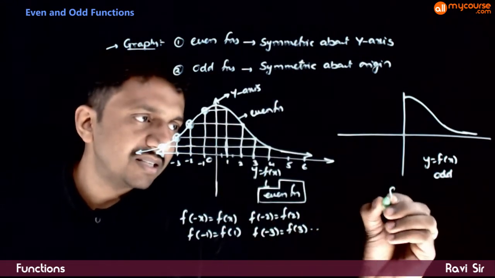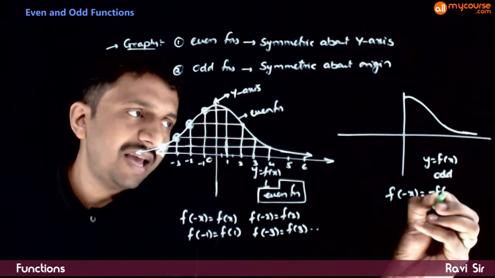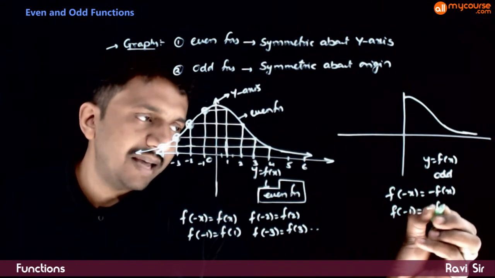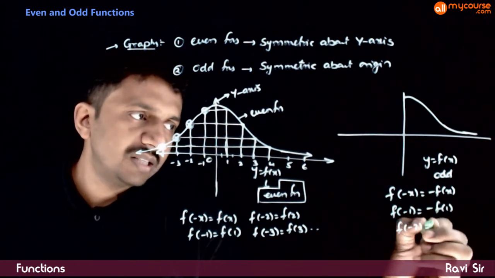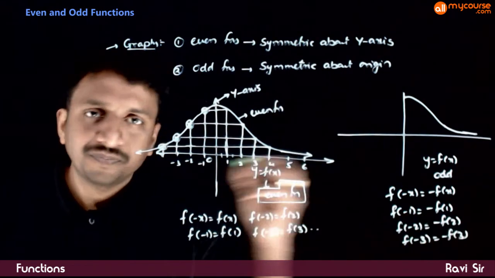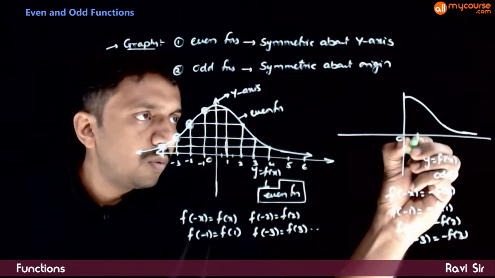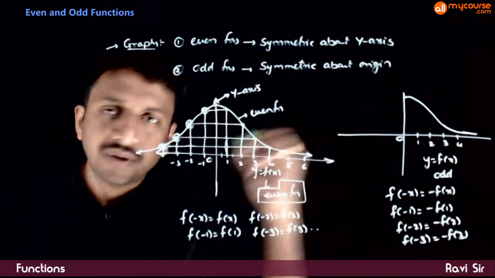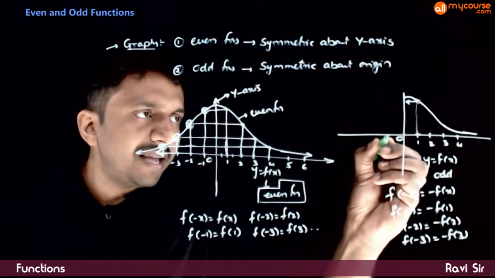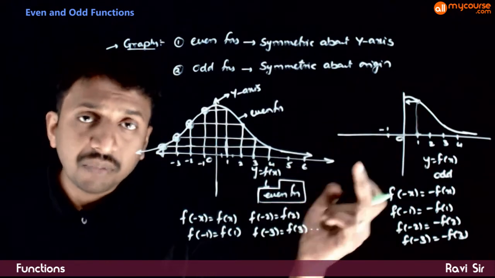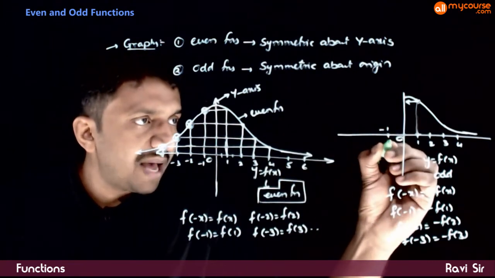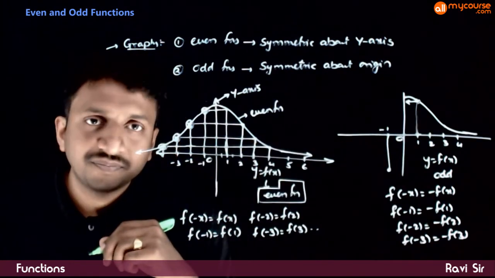So this time the condition is f of minus x is equal to minus f of x. So if you put x is equal to 1, f of minus 1 is minus f of 1, f of minus 2 is minus f of 2, f of minus 3 is minus f of 3, and so on. So f of 1 has this magnitude. So f of minus 1 also has the same magnitude but opposite sign, because f of minus 1 is minus f of 1. So it has the same magnitude but on the negative side.